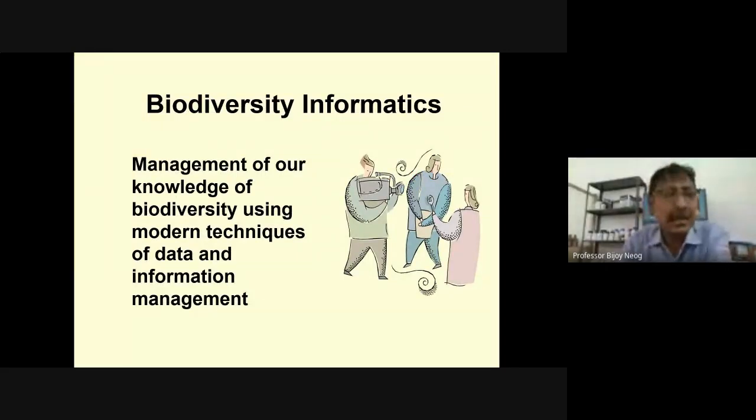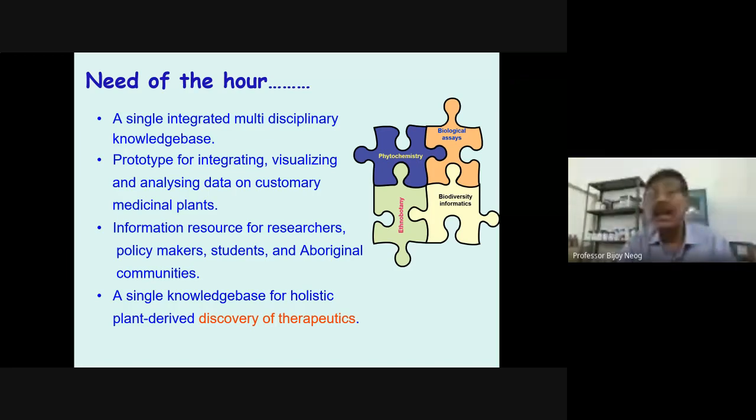So biodiversity informatics is a very simple technique. It's something like writing a book, but not that kind of tedious job, but you have to manage the knowledge of biodiversity using modern techniques of data and information management. So we should have a single integrated multidisciplinary knowledge base and information resource for researchers, policymakers, students, and local communities.